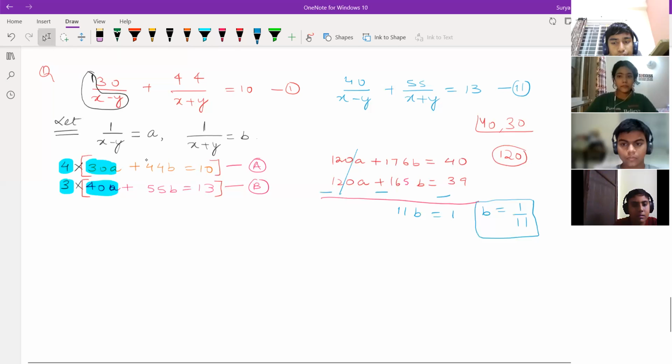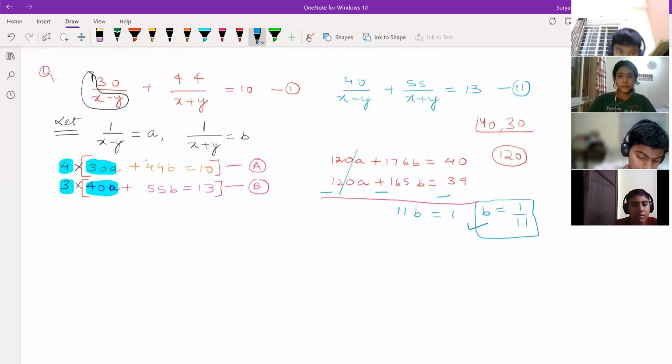Now put the value of b in the first equation, a or b, your wish. Just do fast. Put the value of b in the first equation.